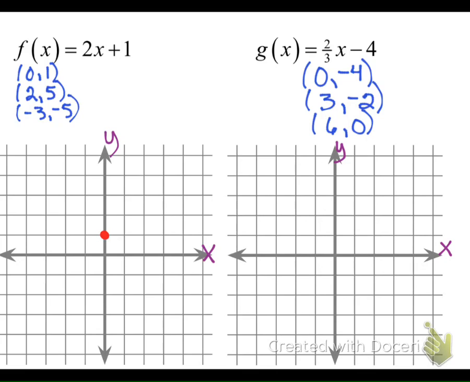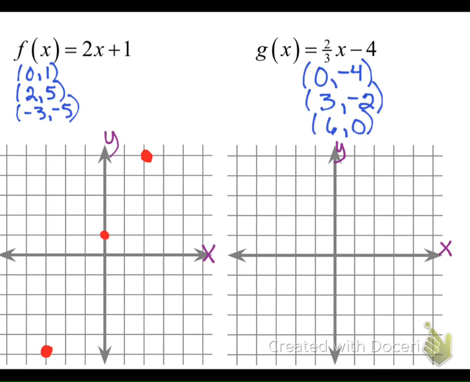All right, my second ordered pair is 2, 5. So I start at my origin. Which direction do I go? Right 2, then up 5. Good. Now I have -3, -5. So I start at my origin. Which direction do I go first? Left 3, then down 5.